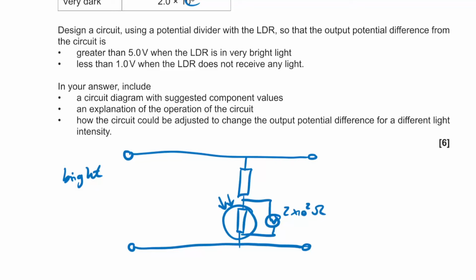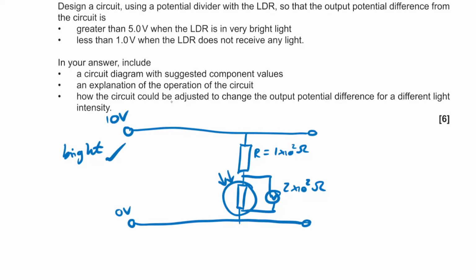Okay, so if that's 2 times 10 to the 2 ohms, then we want it to be greater than 5 volts. I don't know, what should we choose, like 10 volts up here? Is that a good way of doing it? Let's check it out. So when it's very bright, that means we have high light, and so obviously a low resistance. Therefore, we want it to get more than half of our PD here. So if we say the resistance of this resistor is 1 times 10 to the 2 ohms, that makes sense, doesn't it?